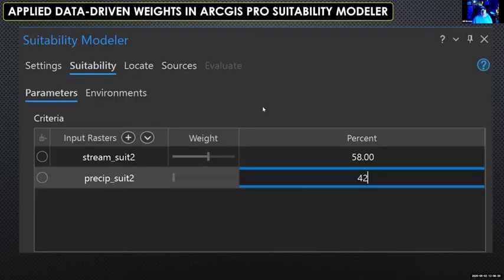So the results of the regression showed that only two variables, the proximity to streams and precipitation, proved statistically significant. Streams is very significant at 58%, and precipitation was 42. These are the values I plugged back in when I went back into Suitability Modeler.